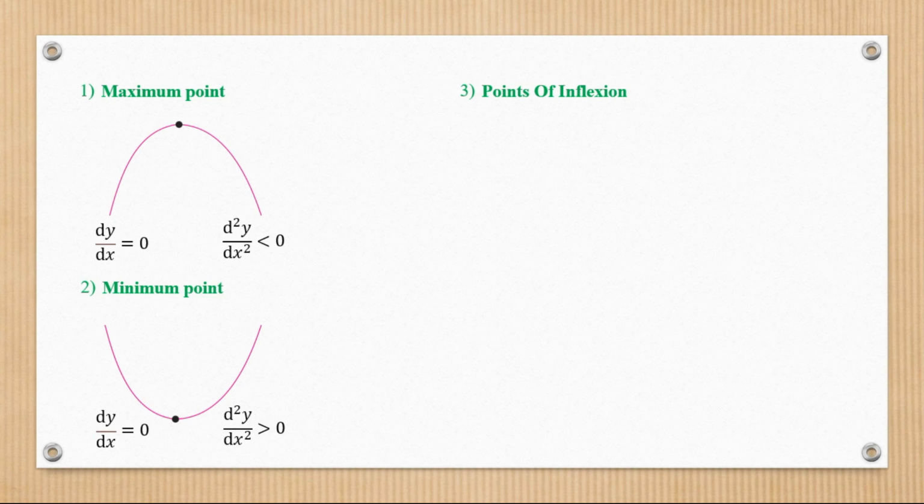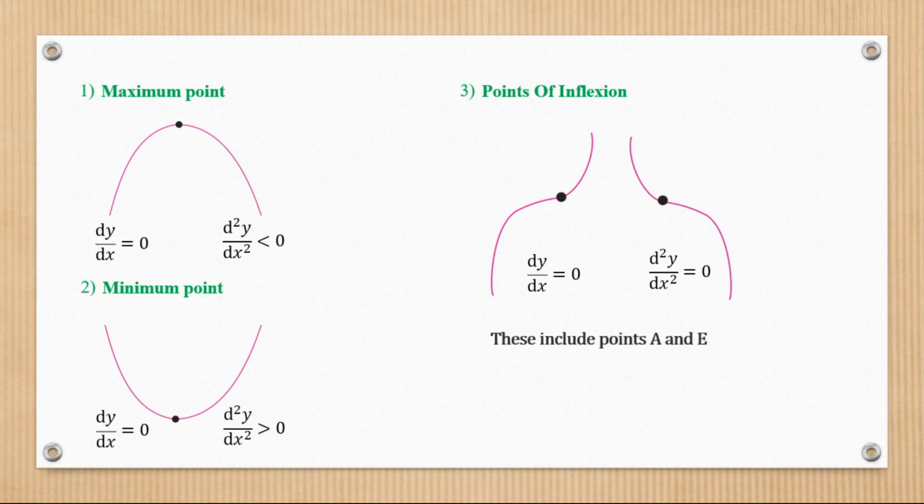Next, let's look at points of inflection. They can look like that on the right or that on the left. We can see that the first derivative gives us a gradient of 0, and then the second derivative shall also be equal to 0. If you differentiate for the second time and the value remains 0, that's how you know it's a point of inflection. So we've said points of inflection include points A and E.